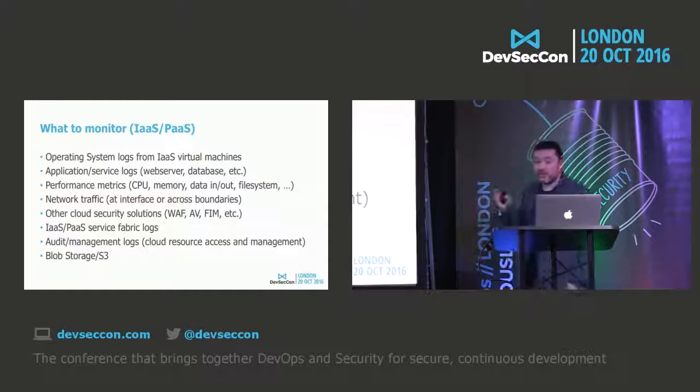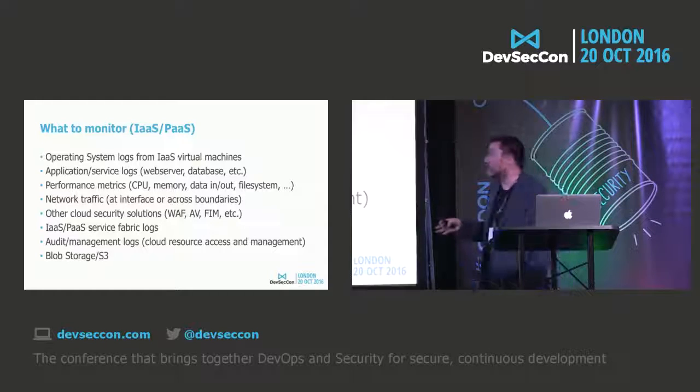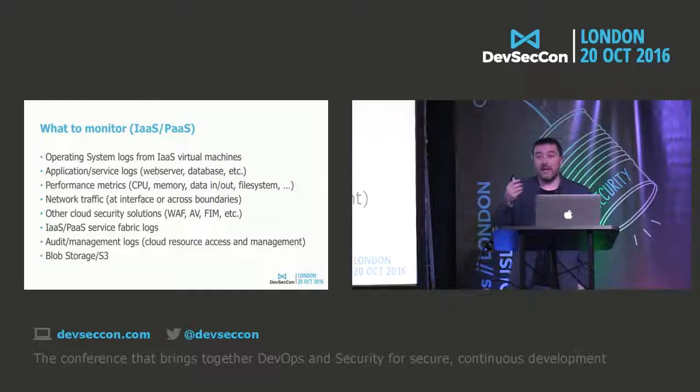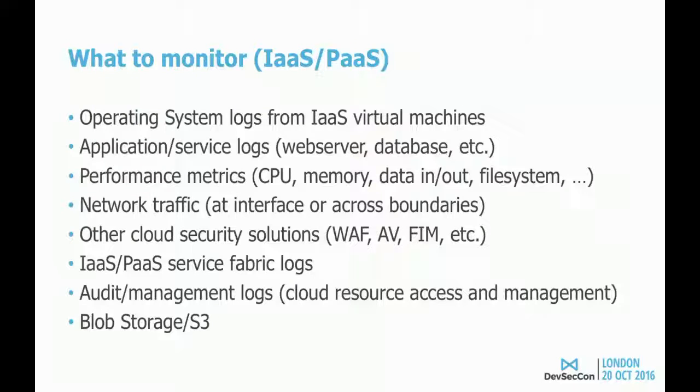Any other solutions you deploy on Azure or AWS, such as WAF or AV or file integrity monitoring or IDSs, if you're deploying that. I mean, it's tricky to deploy IDSs or IPSs in cloud. But if any security solution you're deploying, of course, you need to get the logs.